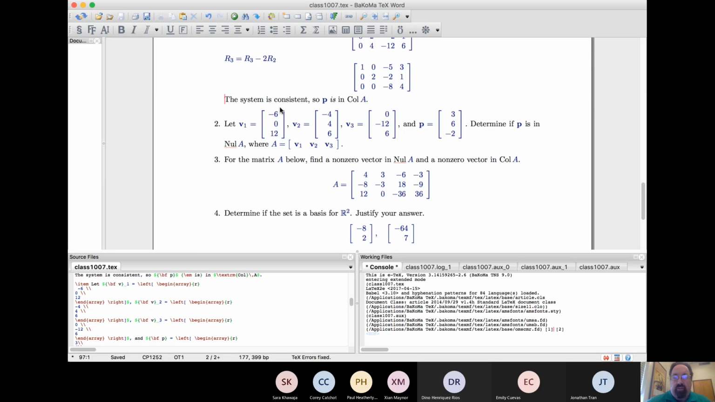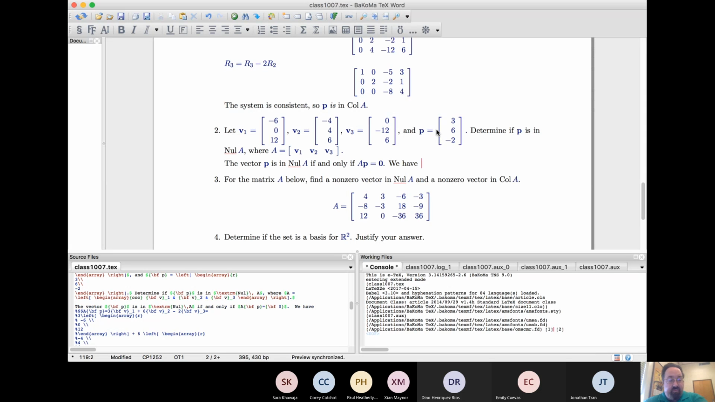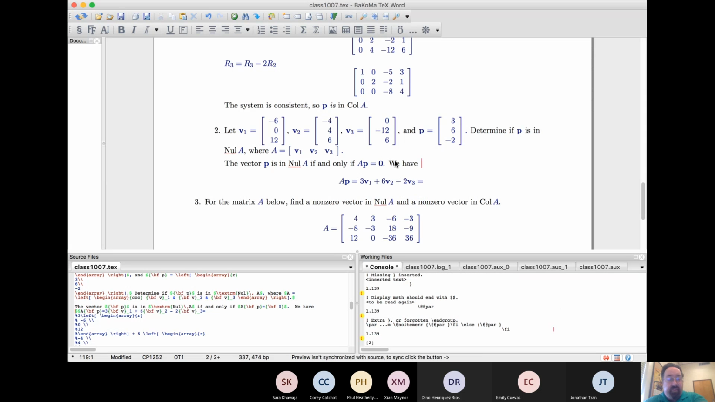Here's the opposite problem. We're still given 3 vectors in the form of column space, form of matrix, and then this vector P. Now I want to know if P is in the null space. That's actually a little easier to figure out because we define the matrix with these 3 vectors as columns. Now P is in the null space of this matrix A if A times this vector is equal to 0.